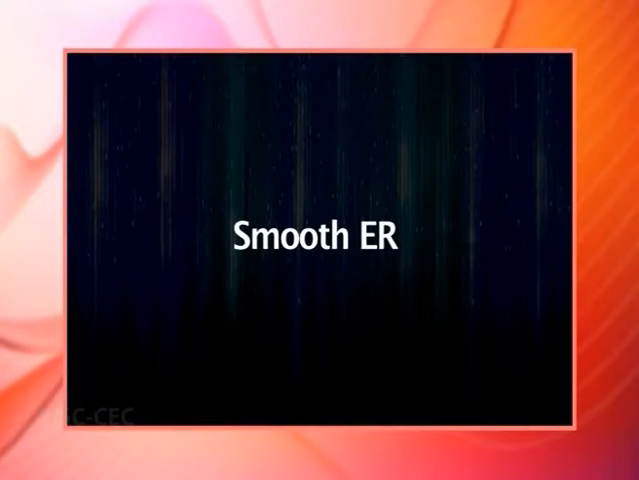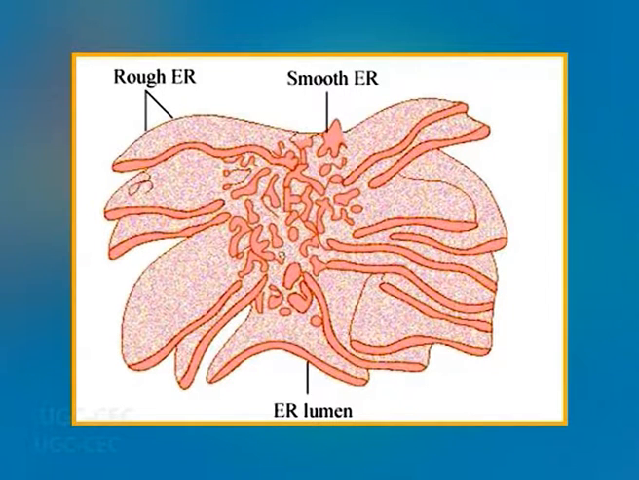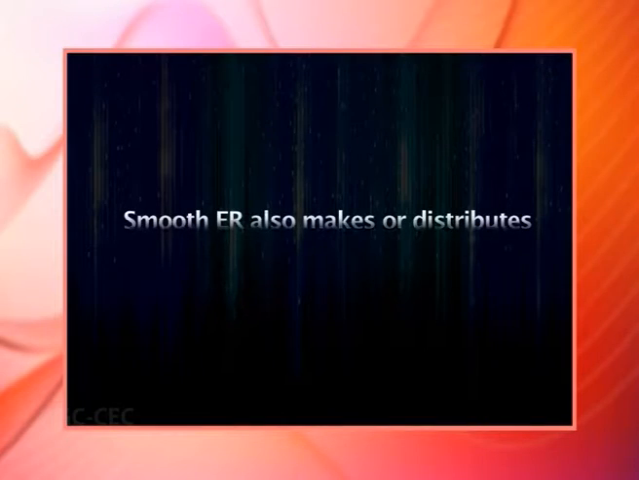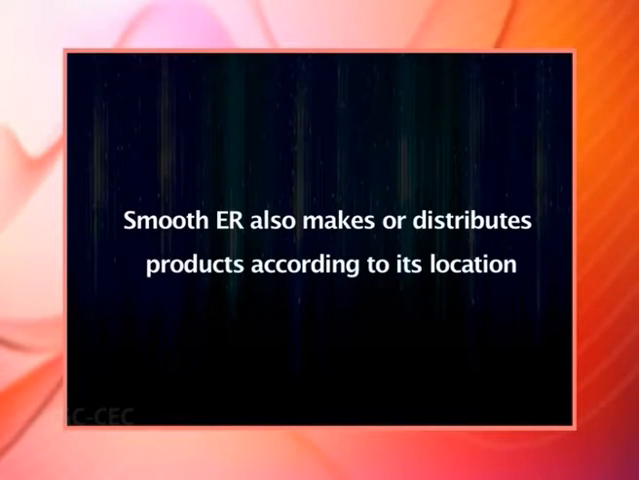Now we will talk about the smooth ER. Smooth ER consists of a long network of folded tube-like structures. The interior of smooth ER is called the lumen, which is enclosed by a phospholipid membrane just like the membrane that encloses the entire cell. The number of smooth ER units in a cell depends on the type of cell and what its manufacturing needs are. Smooth ER also makes or distributes products according to its location.